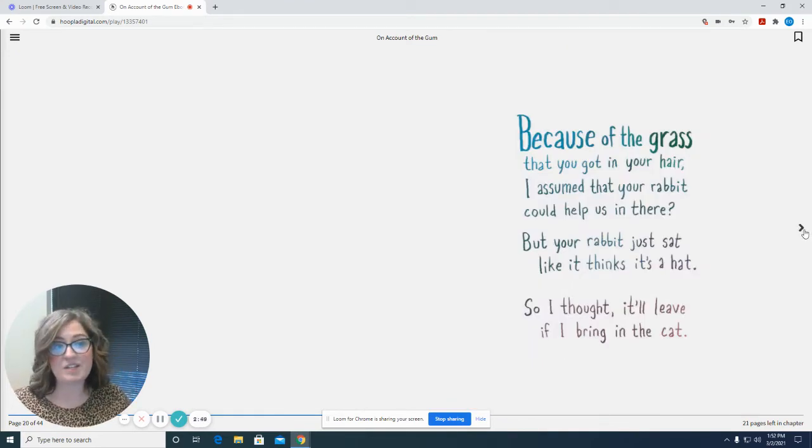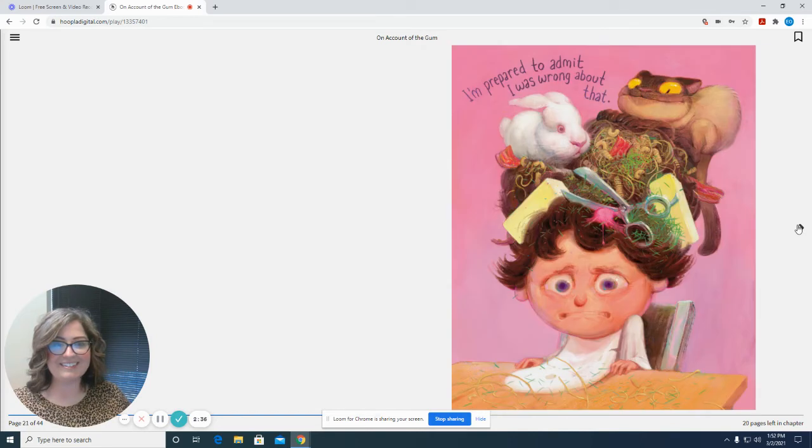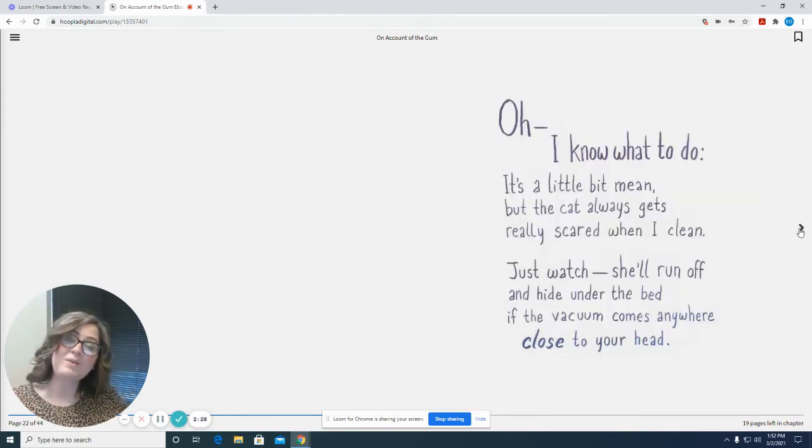Oh my goodness, look at all of that in her hair. Because of the grass that you got in your hair, I assumed that your rabbit could help us in there. But your rabbit just sat like it thinks it's a hat. So I thought it'll leave if I bring in the cat. Oh no. I'm prepared to admit I was wrong about that. Look at all of that stuff. Oh, I know what to do.